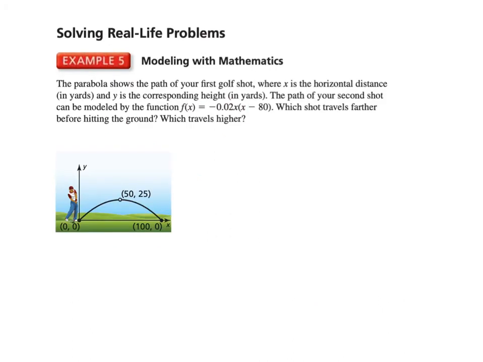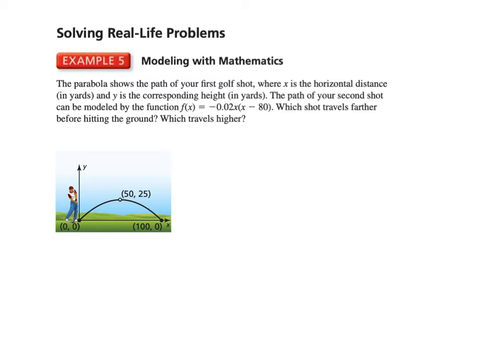All right, let's look at solving real life problems. The parabola shows the path of your first golf shot, where x is the horizontal distance in yards and y is the corresponding height in yards. The path of your second shot can be modeled by the function f of x equals negative 0.02x times x minus 80. Which shot travels farther before hitting the ground?